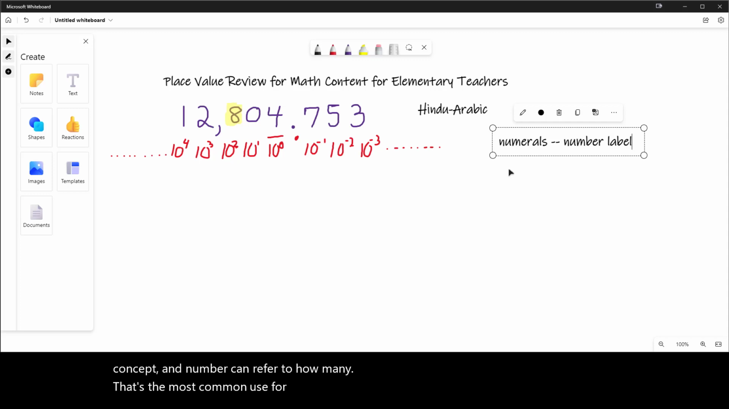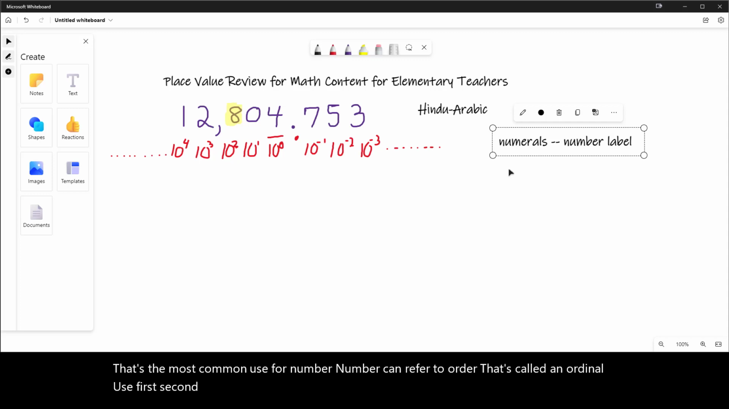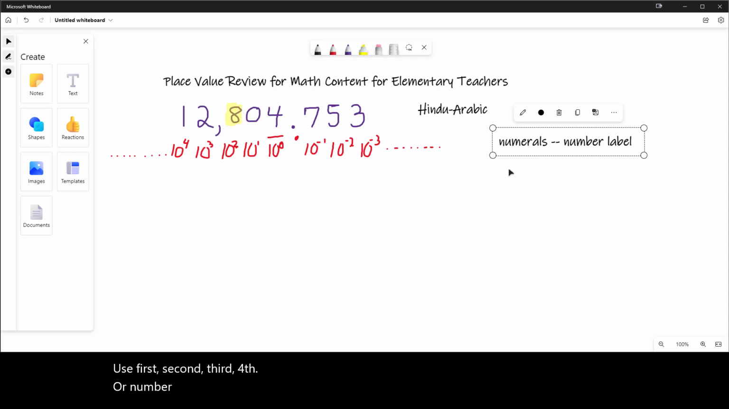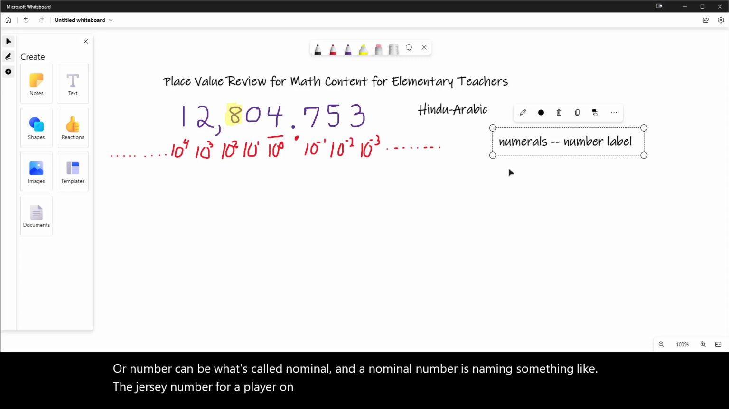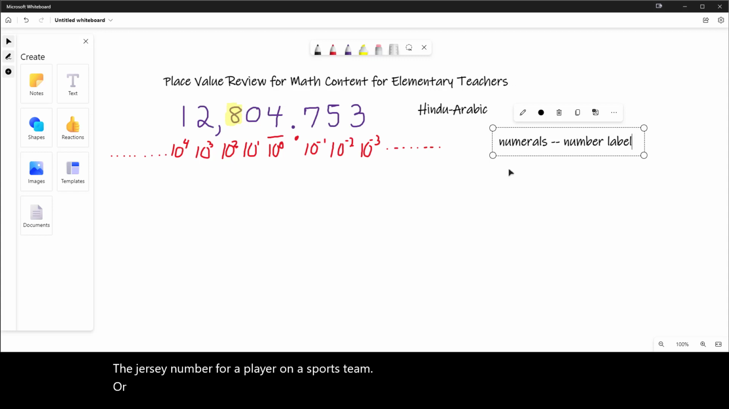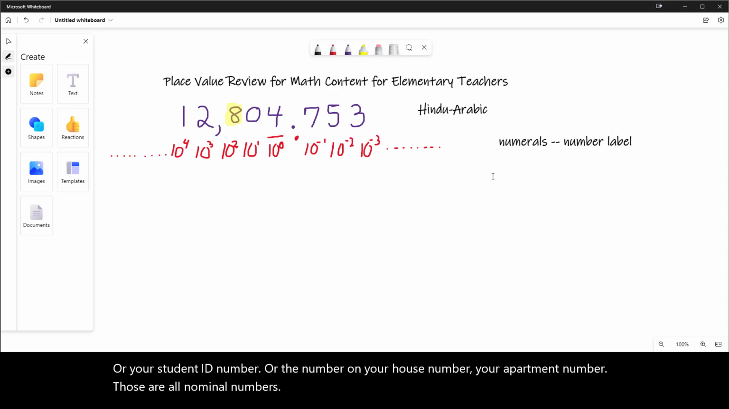Number can refer to order. That's called an ordinal use, like first, second, third, fourth. Or number can be what's called nominal. And a nominal number is naming something, like the jersey number for a player on a sports team, or your student ID number, or your house number, your apartment number. Those are all nominal numbers. So we have 3 types of numbers.